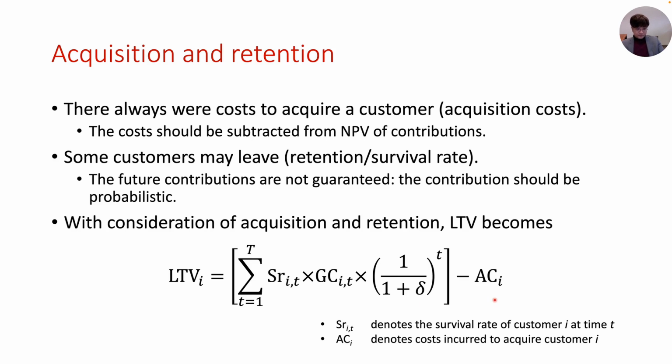And here, AC is the acquisition cost. Please note that the acquisition costs are subtracted after computing the NPV of the gross contributions. The reason is that LTV is generally computed in dollar value at the moment of acquisition. So the face value of acquisition costs itself is the present value.